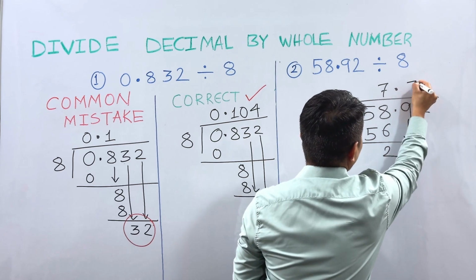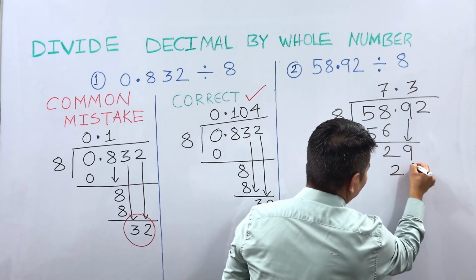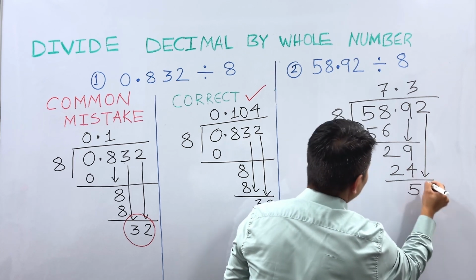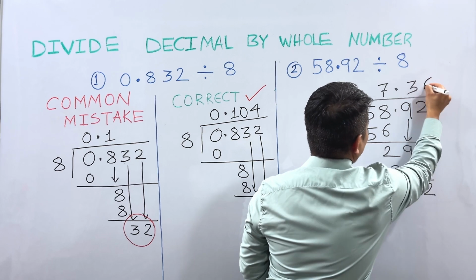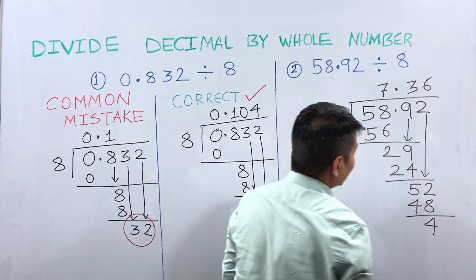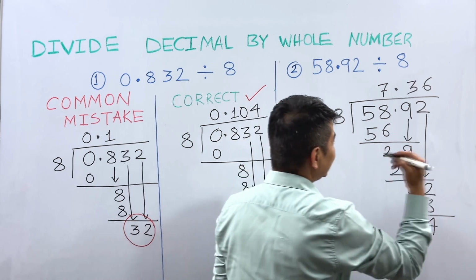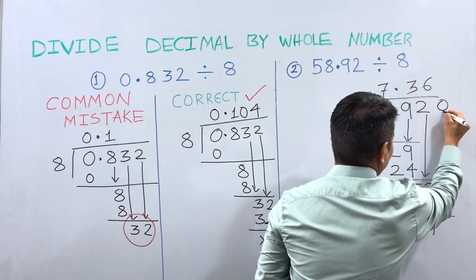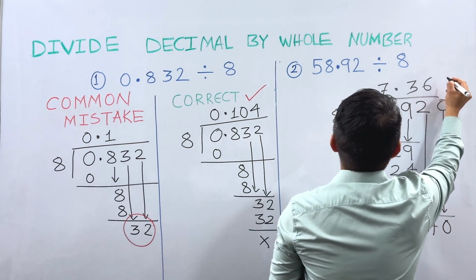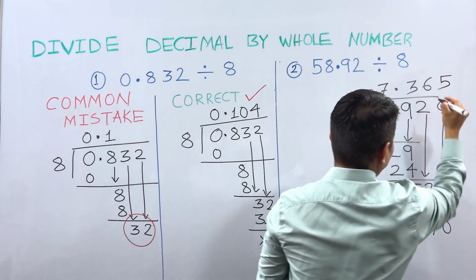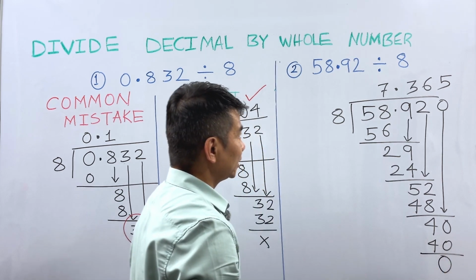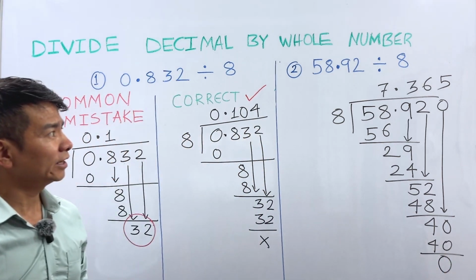Now, 8 goes into 29 3 times to get 24, and 5. 2 comes down with 5 to become 52. 8 times 6 equals 48. Now there is no number here, so in that case you can put 0 here, and you can bring 0 down, because in division of decimal numbers you divide until you get the remainder as 0. Okay, so your final answer is 7.365.